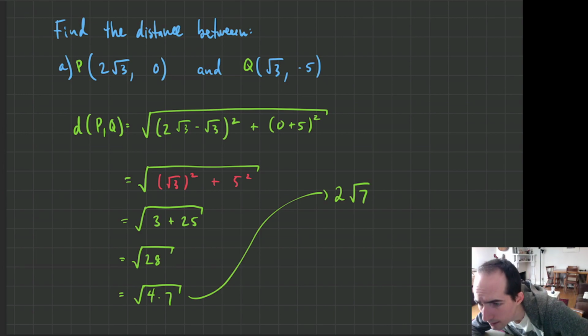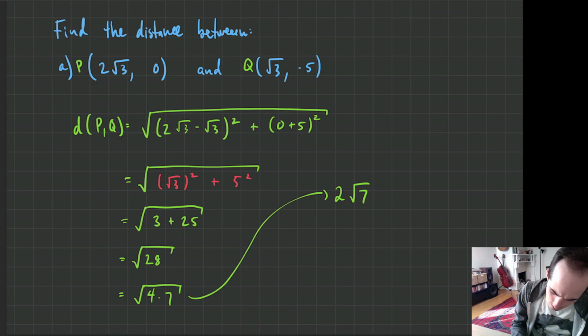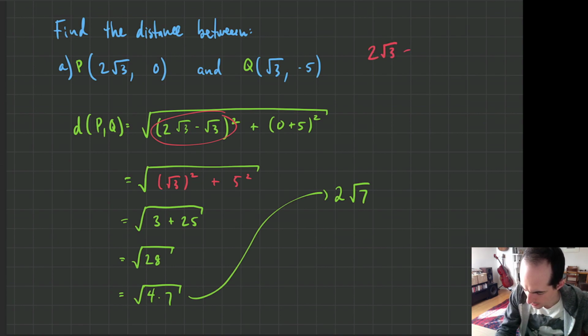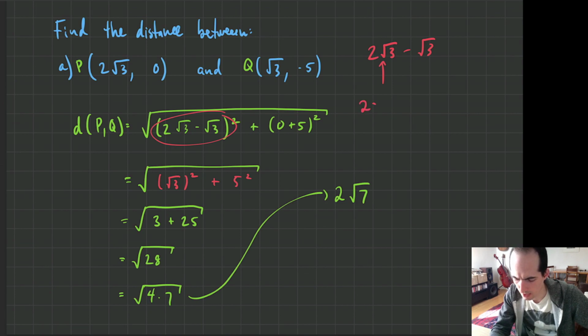So, why did the 2 disappear? Which 2? Oh, over here? Where did this 2 disappear? Is that what you're asking? So I had 2 root 3 minus root 3. So 2 root 3 means I've got 2 of these. It's like 2 times the square root of 3, minus root 3.